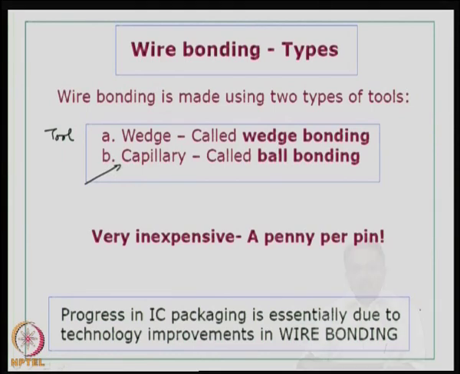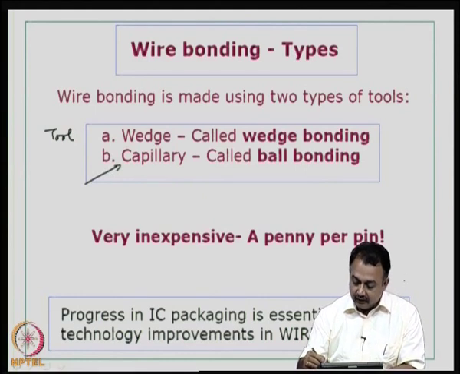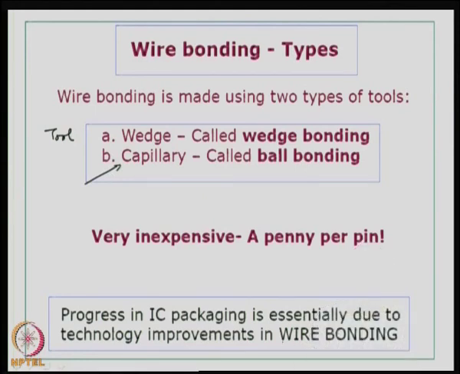So, the improvements over the years have been due to the increase in the wire bonding equipments that are available, because the speed of wire bonding is very much essential to increase the volume output in a commercial manufacturing setup. But today every wire bond is almost highly inexpensive. It is about a cent or less than a cent per pin.